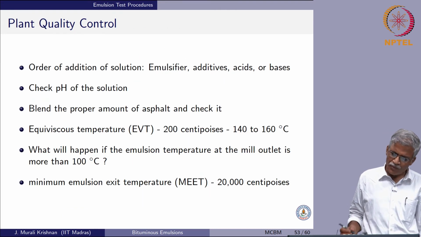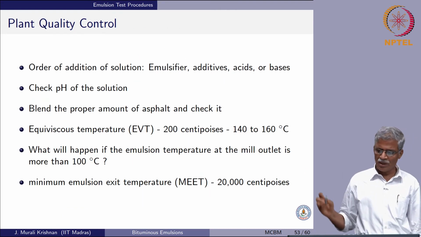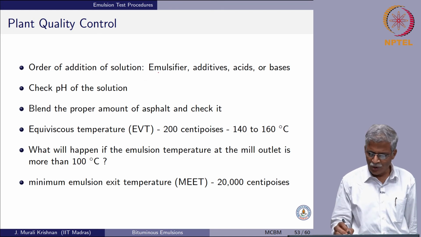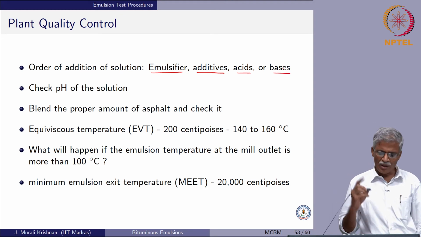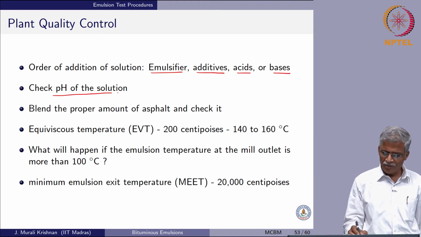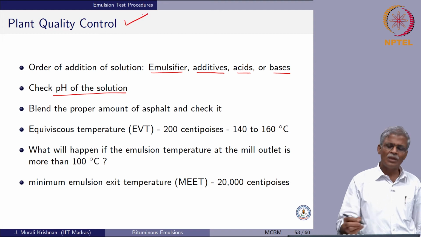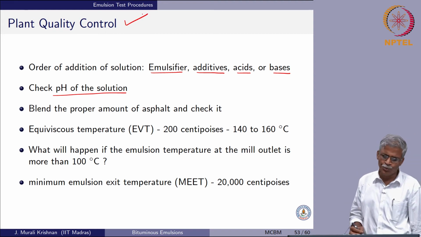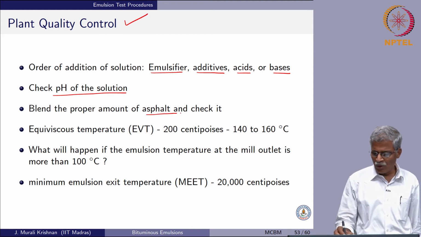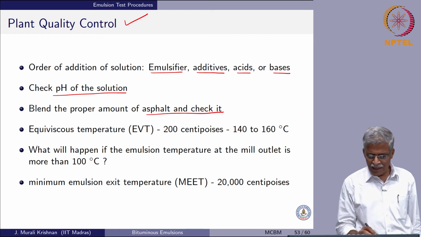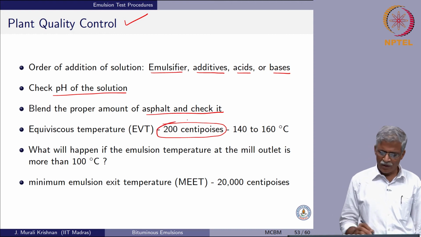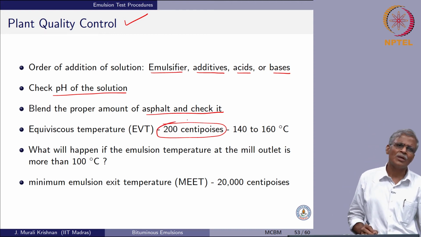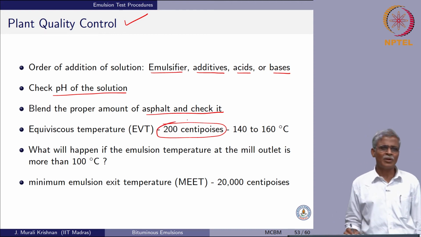Okay. So, how is the order of the emulsion, the solution here? Emulsifier first, additives next, acids or bases. Number 1, you need to check the pH of the solution. So, this is about the plant quality control. Blend the proper amount of asphalt and check it, and what we really need is the viscosity that we really want.